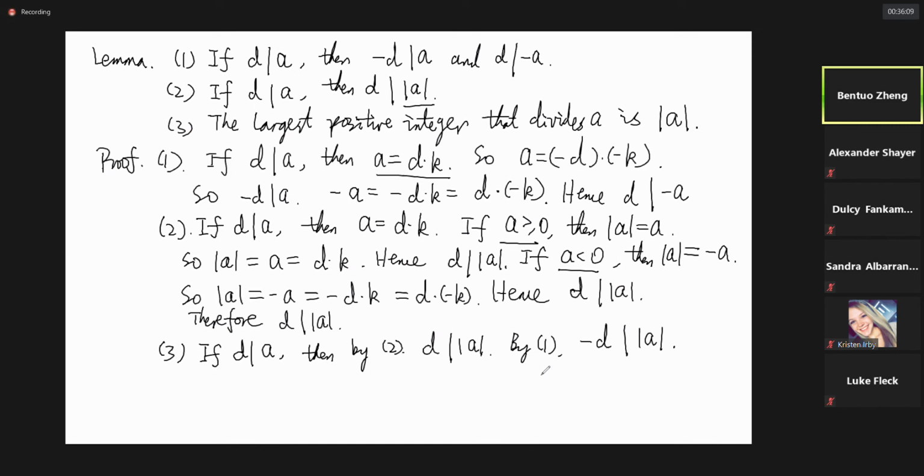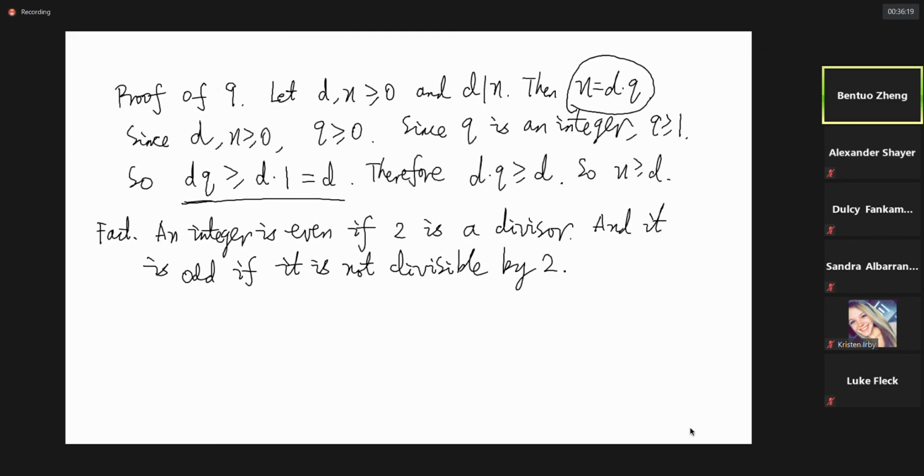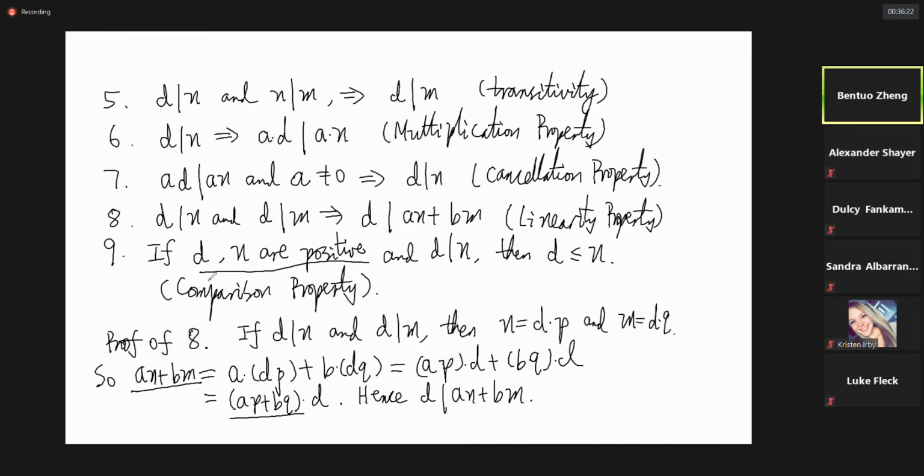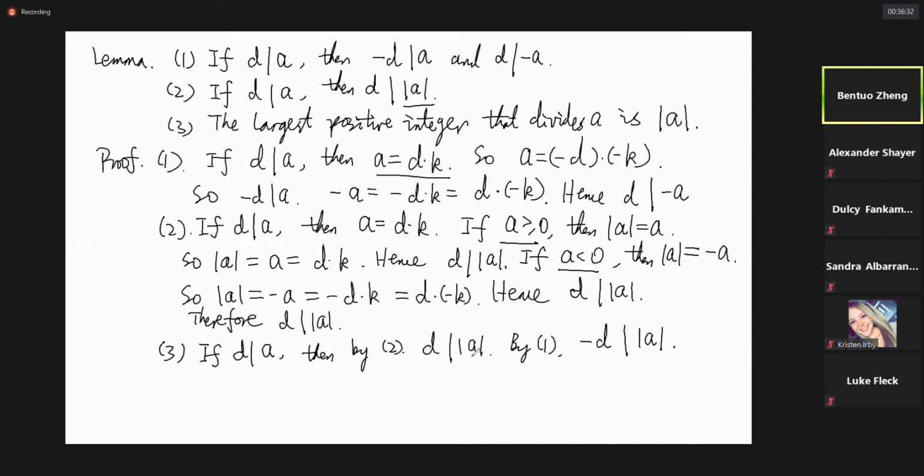Okay, so remember the comparison property we just proved. If you have positive numbers D and N, so let's go back to the comparison property, number 9: if D and N are positive and D divides N, then D is less than or equal to N. Okay, so in this situation, no matter whether D is positive or negative, by the comparison property, D would be less than or equal to absolute value of A.